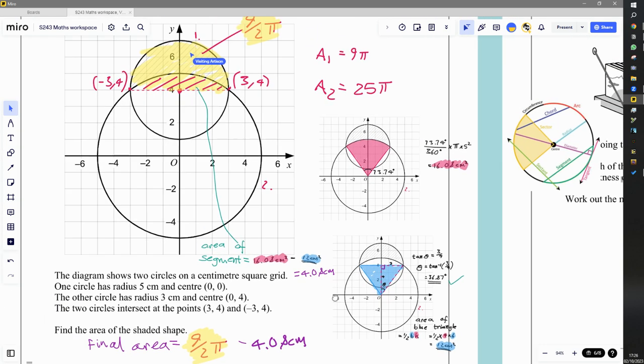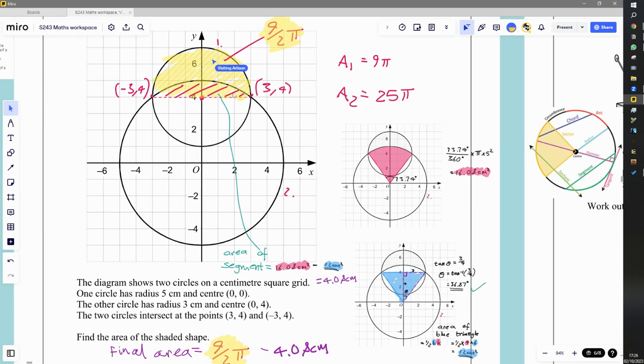So why did we do that? Because we can then work out the area of this segment. If you look at this, you've got the sector, which is just like that triangle, but with a segment added onto it. So to work out the area of the segment, we just subtract the blue triangle from the sector, and that gives us the area of the segment, which is this bit here.